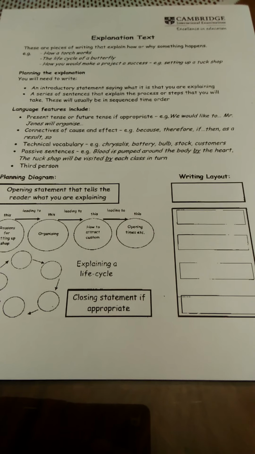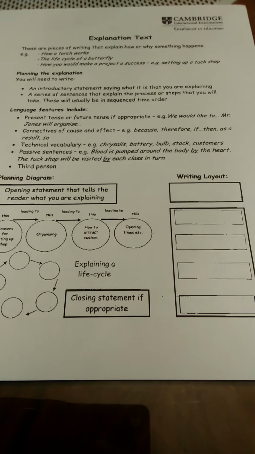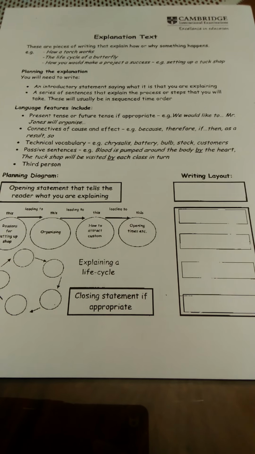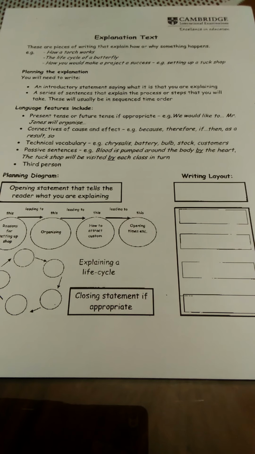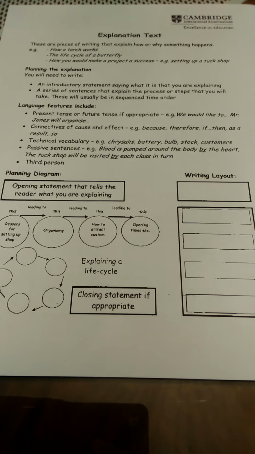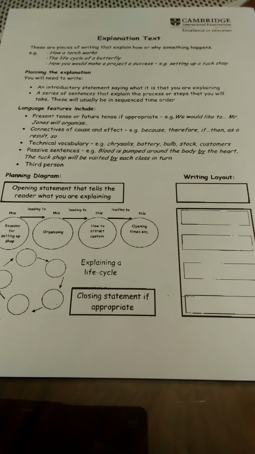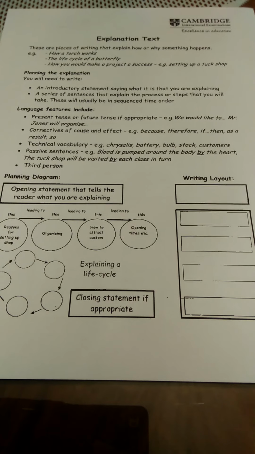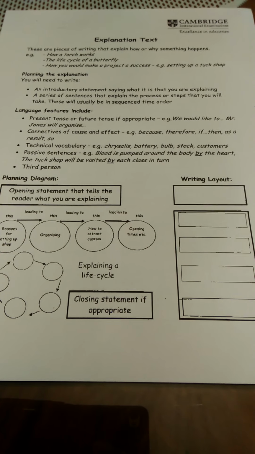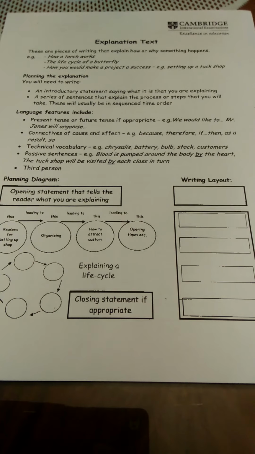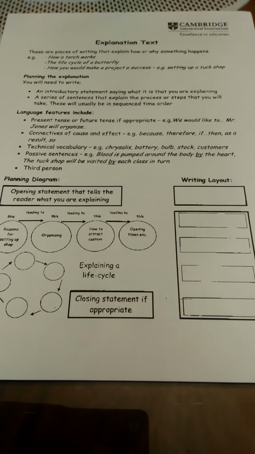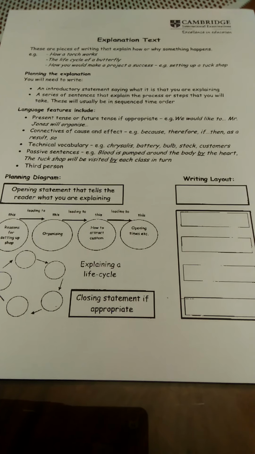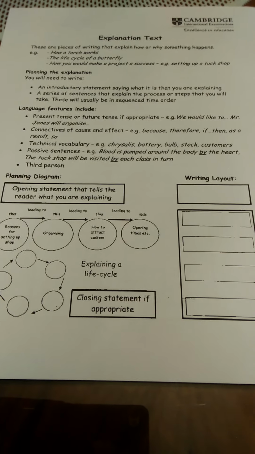Connectives of cause and effect. We said that if we have the writing in sequence time order, we can also use the connectives first, second, third. So the connectives could be in time order as well to show that the writing is sequenced. So the connectives of cause and effect are, for example, because, therefore, if, then, as a result. So you can add as well first, second, third, and so on.